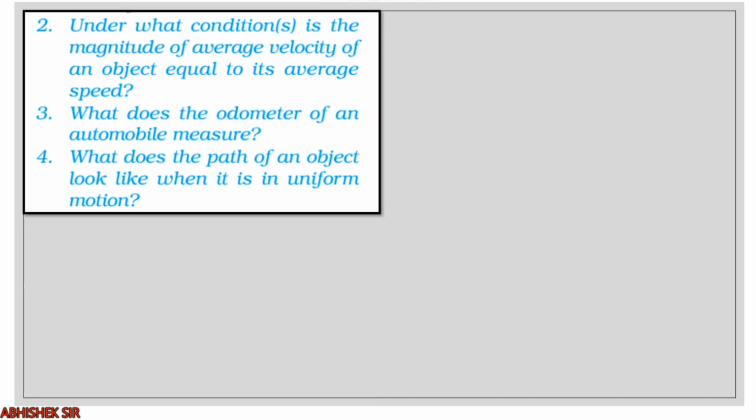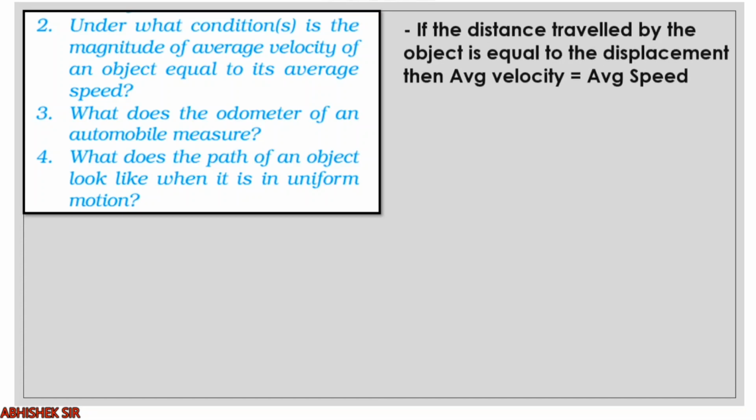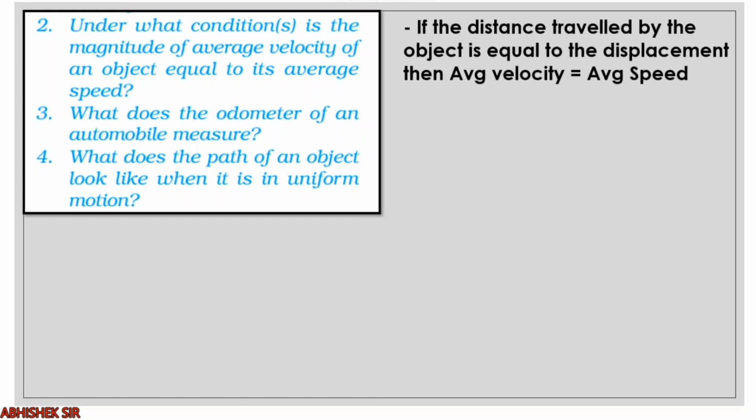Second question is under what conditions is the magnitude of average velocity of an object equal to average speed? Now remember, average velocity is total displacement upon total time. Average speed is total distance upon total time. If both are equal, that means distance has to be equal to displacement. That means the object must travel only one way. So if the distance traveled by the object is equal to the displacement, then only the average velocity is equal to average speed. Clear? So this is the very simple answer.